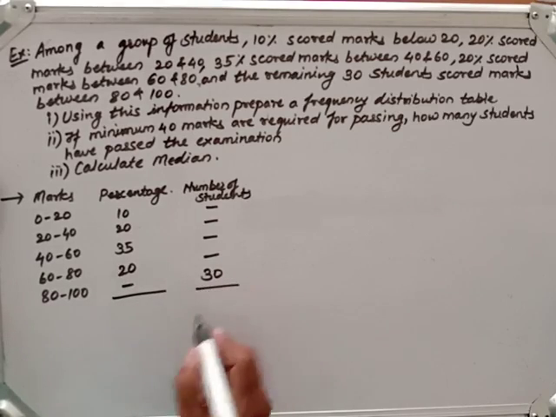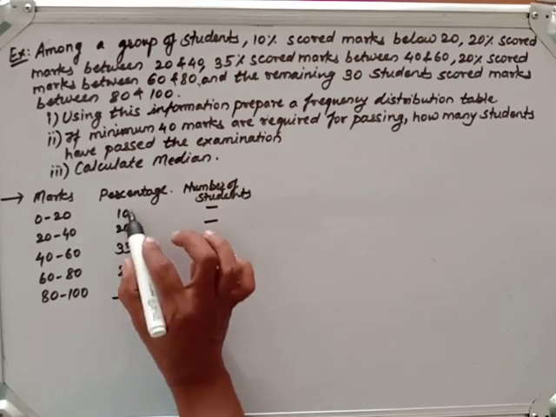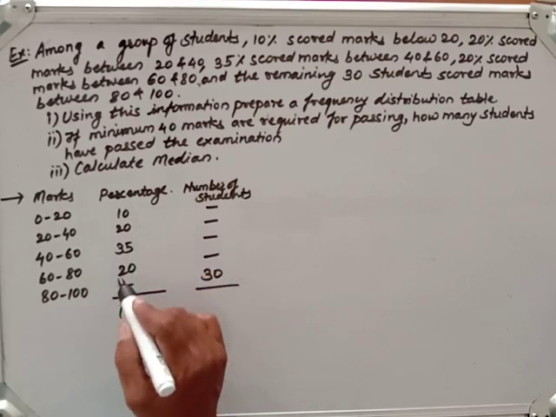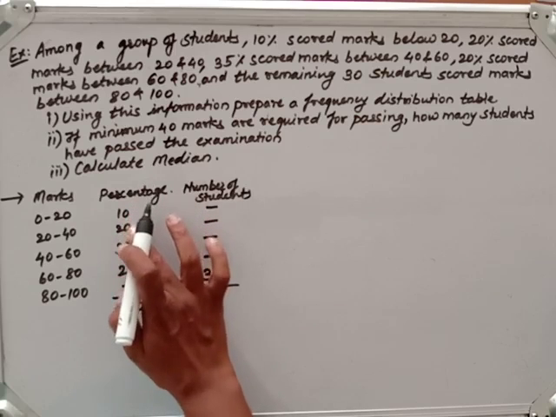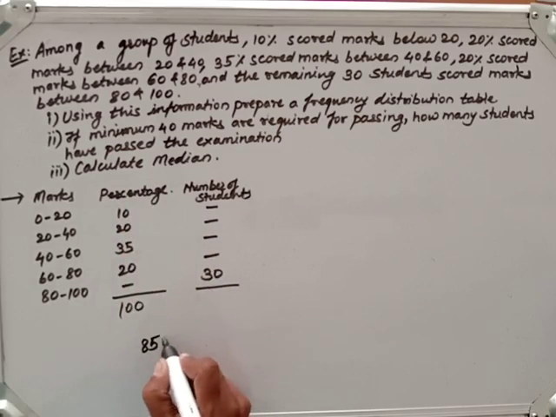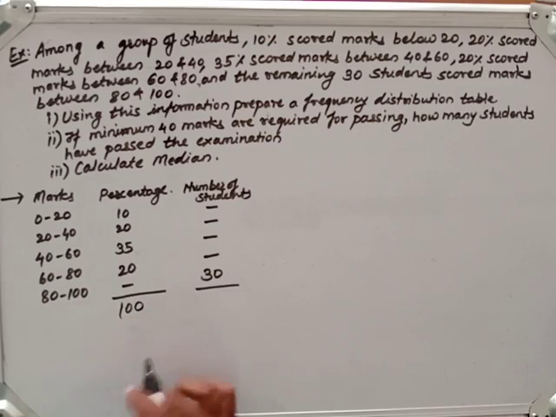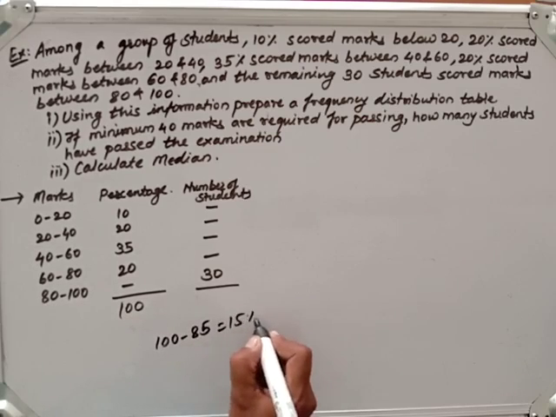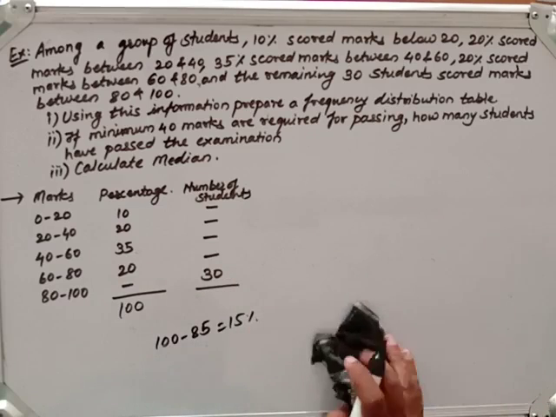Fine. So now let us check how many percentage is this. So total should be how much? 100. But how much we get here? Look at that. It is 10 plus 20, 30. 30 plus 35 will be 65 plus 20 will be 85. So 85% is given to us. But total is 100%. So 100 minus 85 means 15% data is not given. The 15% means how much is this? 30.